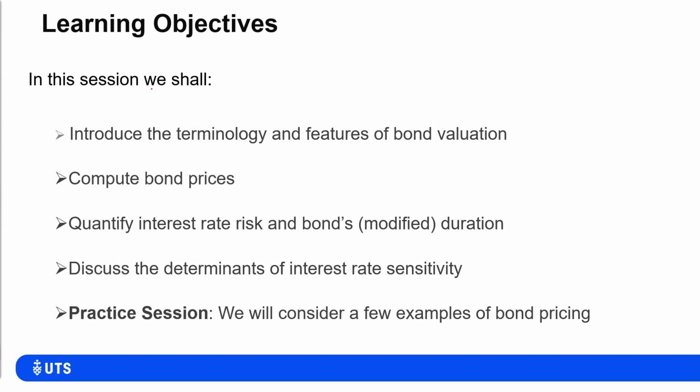In this session, we will be introducing the terminology and features of bond valuation. And we will also be talking about the pricing of bonds. So far, two things: bond characteristics and bond pricing. And thirdly, we will be quantifying the interest rate risk via the bond's duration or the bond's modified duration. And of course, we will be discussing the determinants of interest rate risk. As for the practice session, we will be considering a few examples of bond pricing.